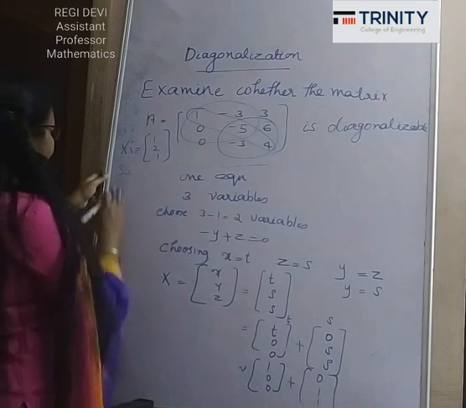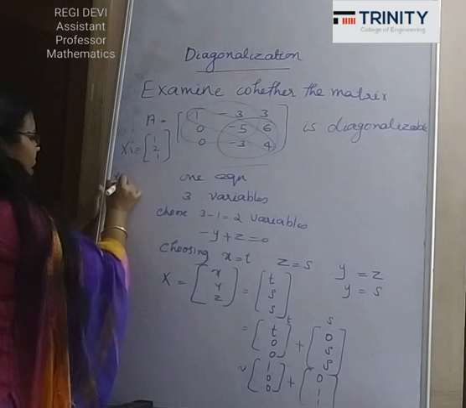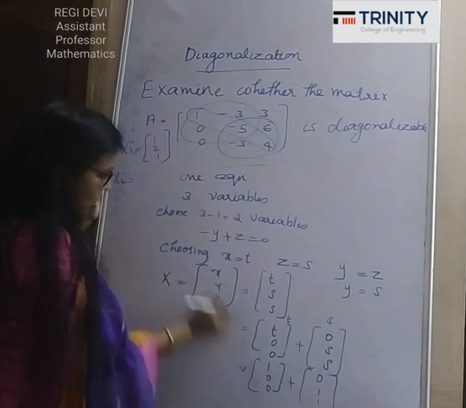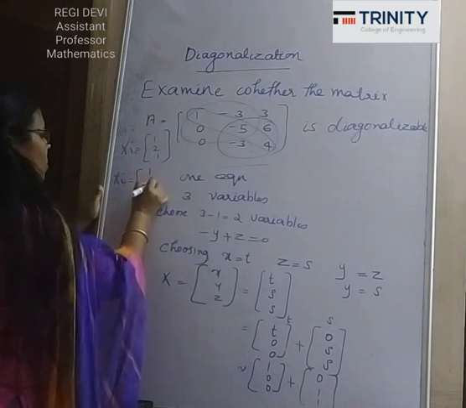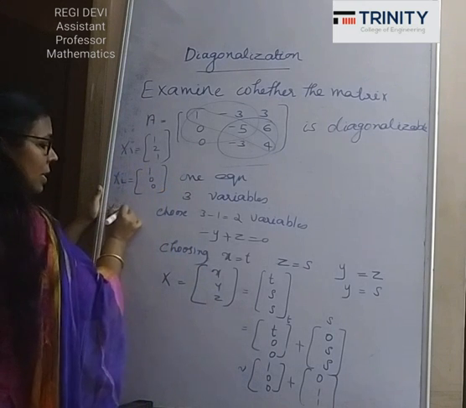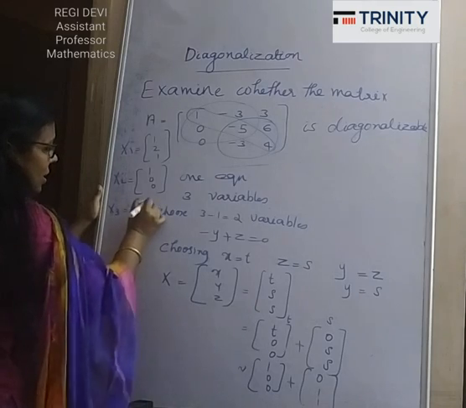That is the eigenvector x1 is 1 2 1. Eigenvector x2 is this 1 0 0. Eigenvector x3 is 0 1 1.